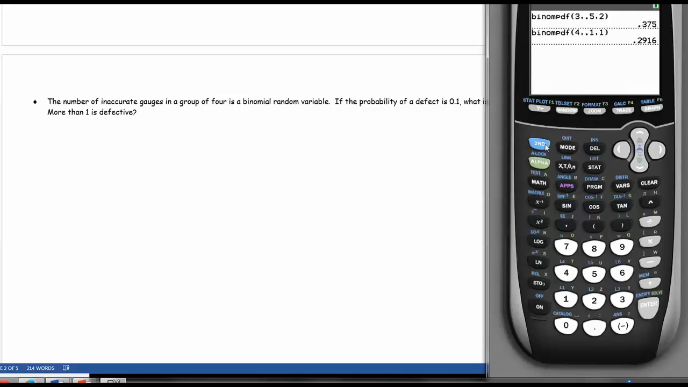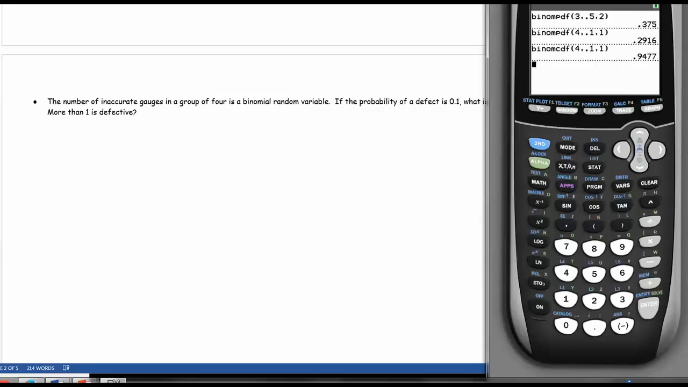More than 1. Okay, so now we're switching from a PDF to a CDF. So we're looking at a range. Now, this one is, well, let's just type it in and we'll talk about what we think it's trying to tell us. So there are still 4 trials. The probability is still 0.1. So we're going to take a guess and see what useful information it gives us. If I want more than 1, well, what happens if I put 1 in? What would happen?